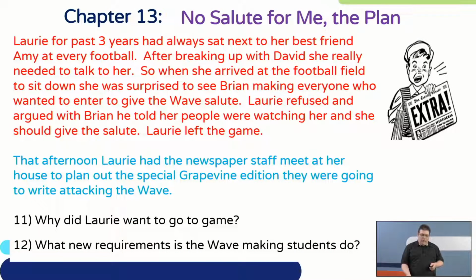Lori refused and argued with Brian. He told her people are watching her and she should give the salute. Lori left the game. So Lori didn't get to see Amy. She didn't get to go to the game. She refused, and she left. That afternoon, Lori had the newspaper staff meet at her house to plan the special Grapevine edition they were going to write, Attacking the Wave. So Lori has decided now the wave has gone way too far. It's changing the school. It's keeping people who don't want to be away from other members of the wave and even away from the football games. She's going to write a newspaper against the wave.